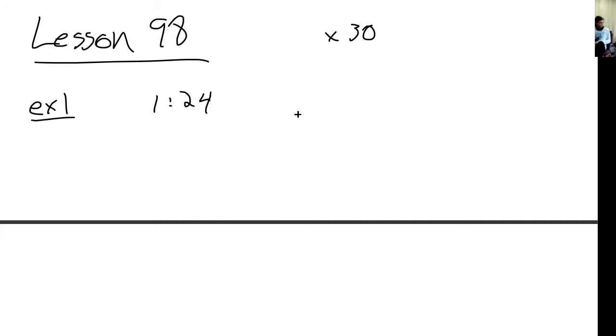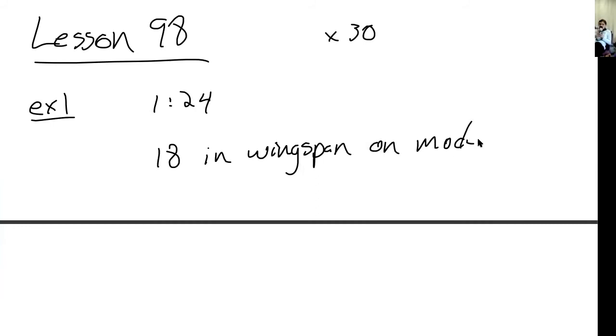So if the wingspan of the model is 18 inches, okay, so an 18-inch wingspan on the model, then the wingspan of the actual airplane is how many feet? How do you figure that out?